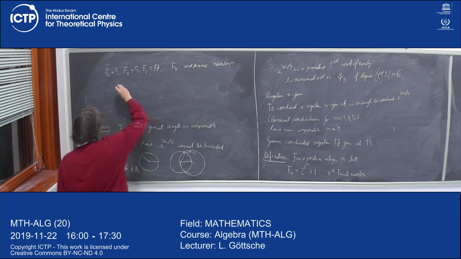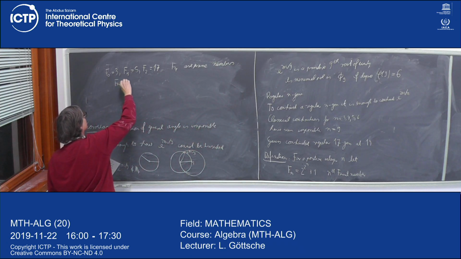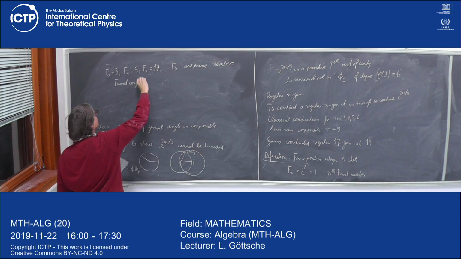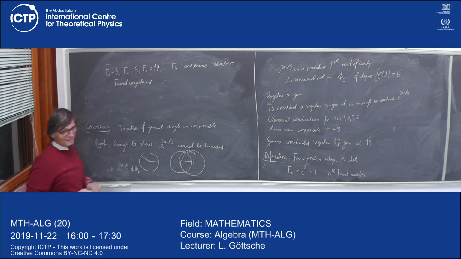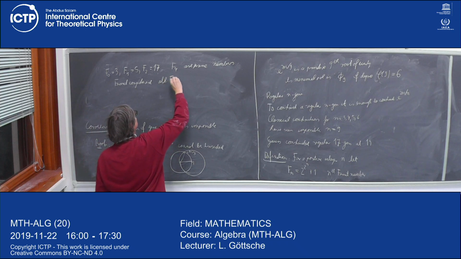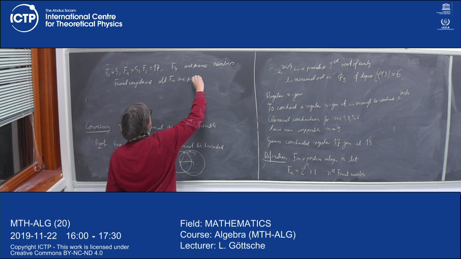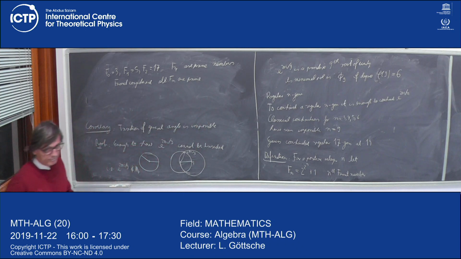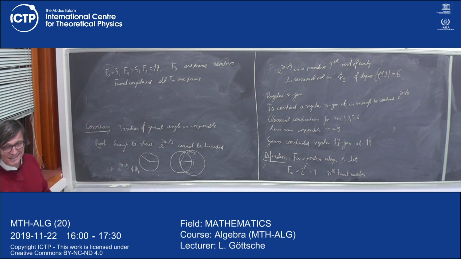And Fermat conjectured, on the basis of this rather scarce evidence, that all F_n are prime. And I mean this. What? It's still a conjecture? No. It's as true as it can possibly be, as false as it can possibly be, as far as we know.